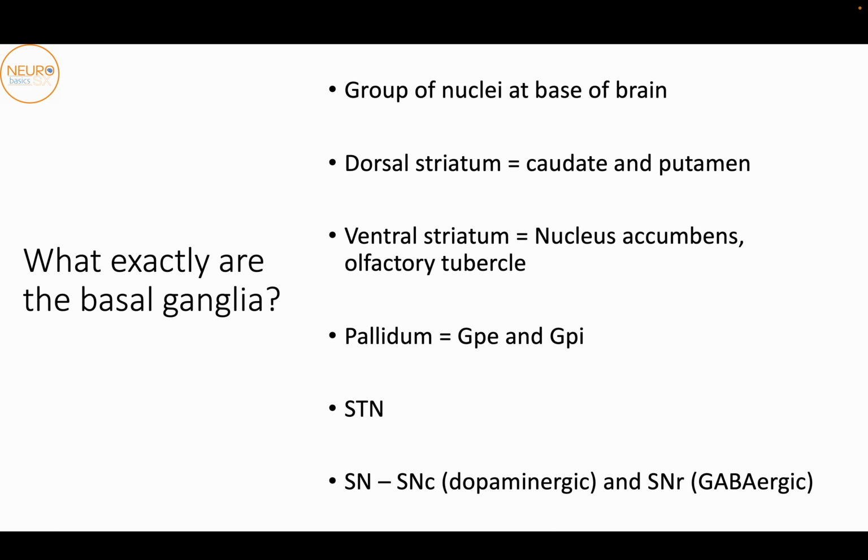There's a subthalamic nucleus located below the thalamus. It will not be in the area of the basal ganglia per se. And then there's a substantia nigra, which is located in the brainstem, in the midbrain, also not in the location of the basal ganglia. That has two different parts, the compacta and the reticulata, which are located, as I said, in the midbrain. The compacta is actually dopaminergic, and the reticulata is GABAergic.